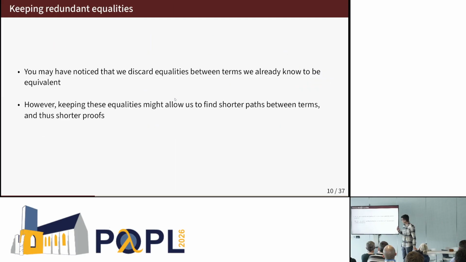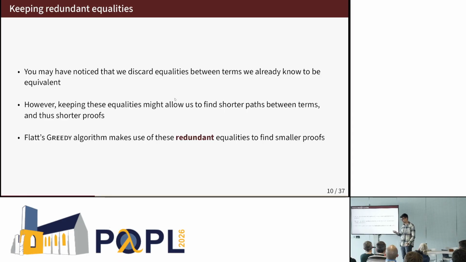So you might have noticed that we discarded some of the equalities that were between terms that we already knew were equivalent. And that was not an accident. You might think that we can use these equalities to allow us to find a shortcut in the graph, or allow us to find a shorter explanation between two terms, and thus a shorter proof. And that's exactly what Flatt's greedy algorithm tries to do. It makes use of these redundant equalities to find these shortcuts in the graph.